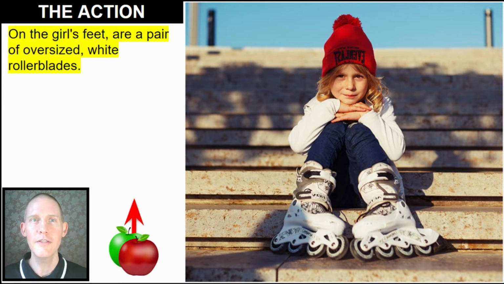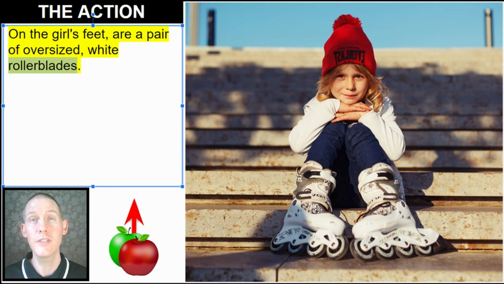On the girl's feet are a pair of oversized white rollerblades. Okay, so rollerblades, you can call them skates, right? And they're not ice skates. They're meant for skating on cement, on the road, or a very hard surface. They have 4 wheels. In the back there is a brake. So you can tilt your foot backwards and the brake will drag on the ground and hopefully it slows you down. All right, so these are rollerblades.